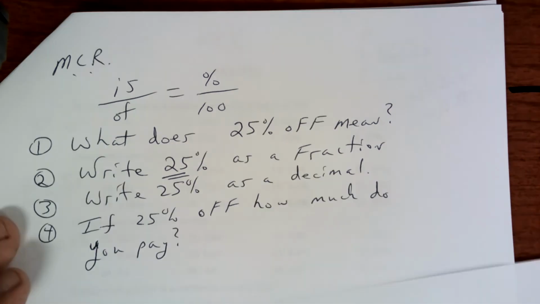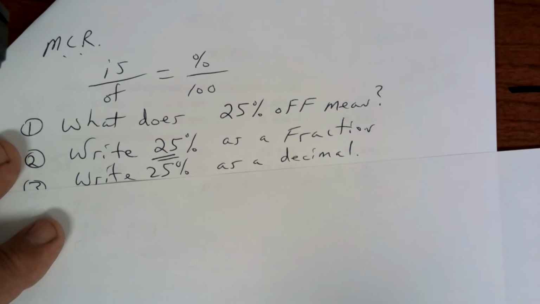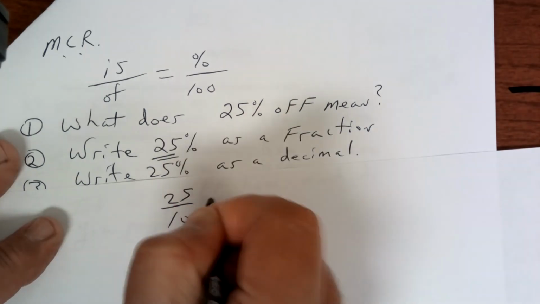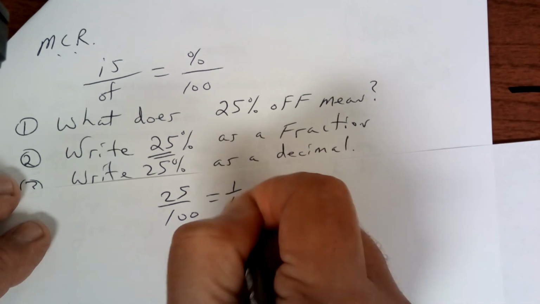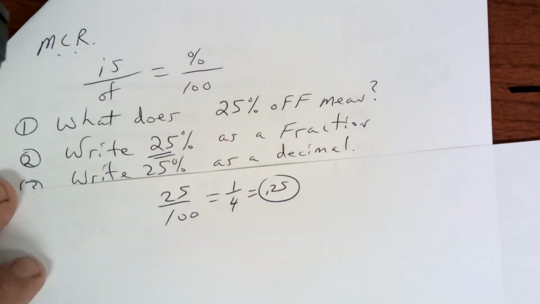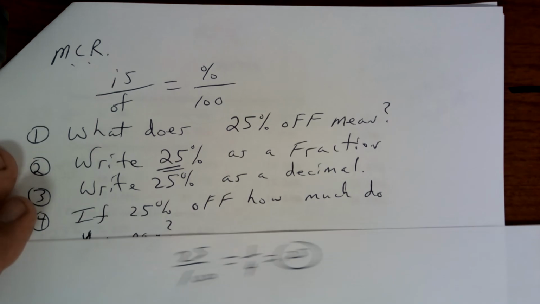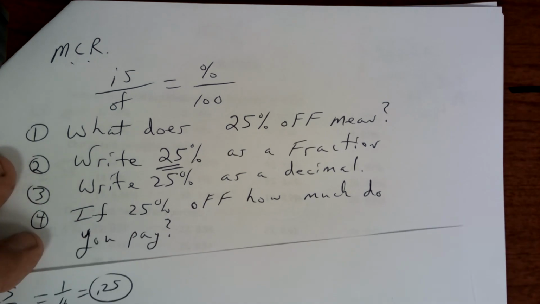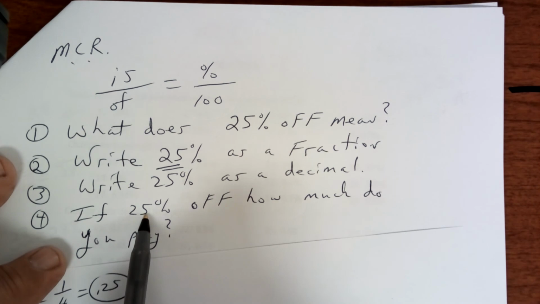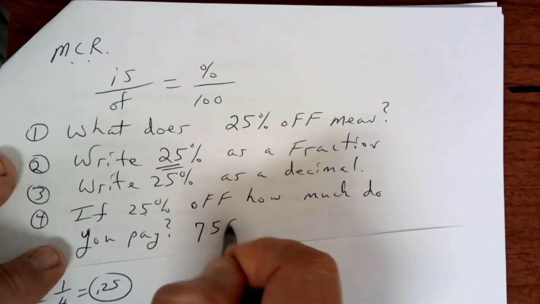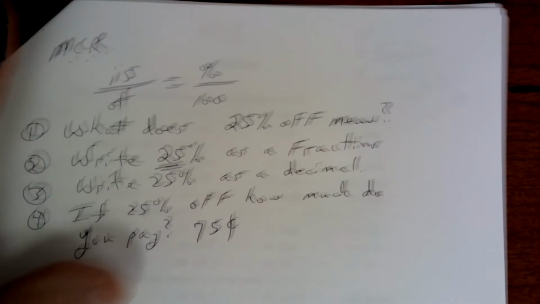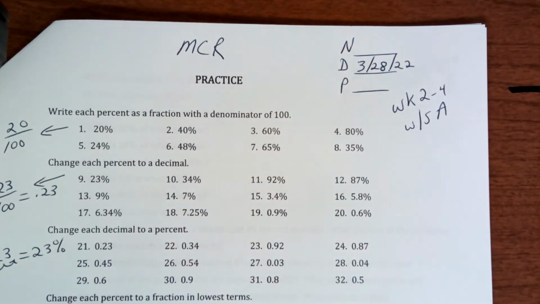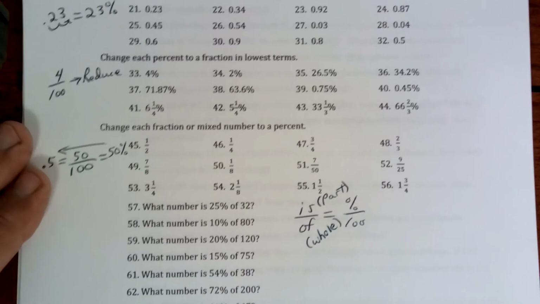This right here says write it as a decimal. Well, 25 over 100, if you take your calculator, it equals 1/4, which is 0.25. Okay? And then finally, if you pay 25%, or if you save 25%, how much do you pay? You pay 75 cents. We already answered that one. Today you have a worksheet, and the front side is going to be called side A. And this is what we're doing today. And we'll work some of these, and I'll get you started on your work. The back side is going to be side B.